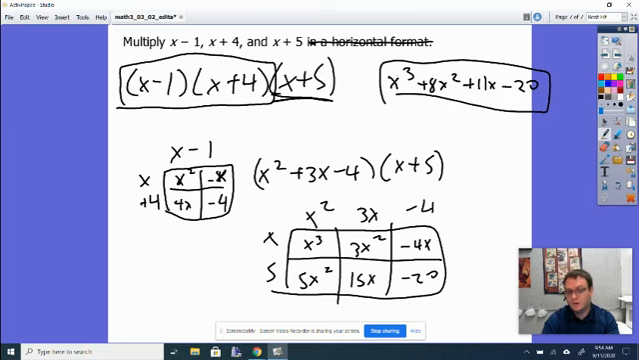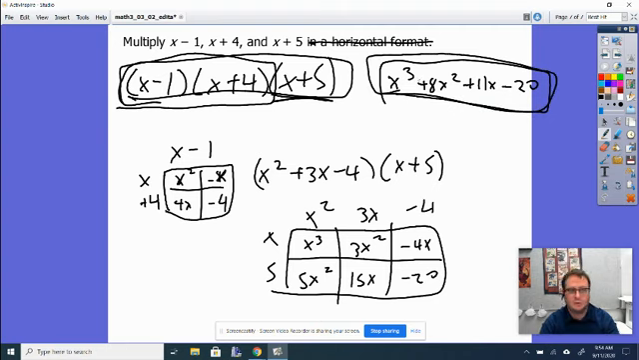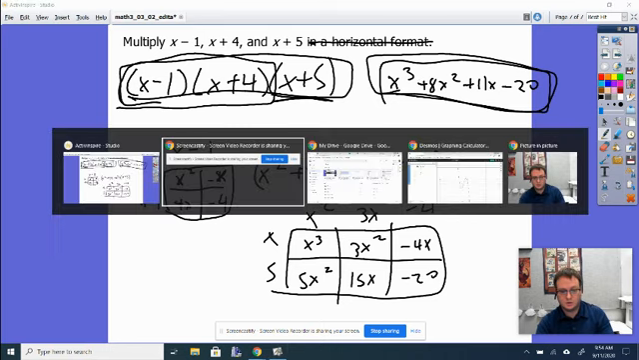Especially on these ones, I would definitely take the time and just do the box. Again, with the box, you're not going to miss any terms. The most common mistake I see on these problems is students forgetting a term, and it's going to throw your whole answer off. A good way to check this would be to take this, put it into Desmos, take this, put it into Desmos. If you get the same line, you're good. So let's do that really quick. Doesn't take but a second.